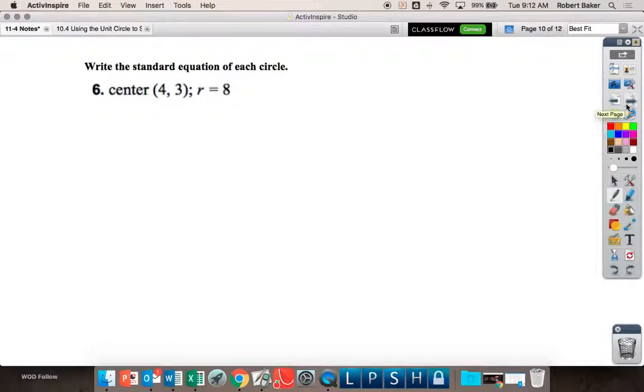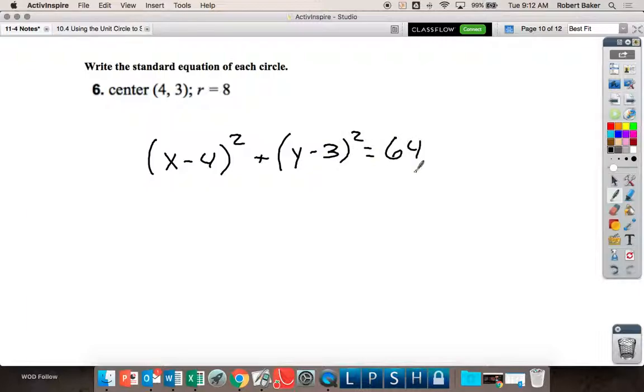All right. Same thing as how we started. It says the center is at 4, 3. The radius is 8. Please build an equation. So taking the training wheels off, help me build the equation. X minus 4 squared plus y minus 3 squared equals 8 squared, aka 64.